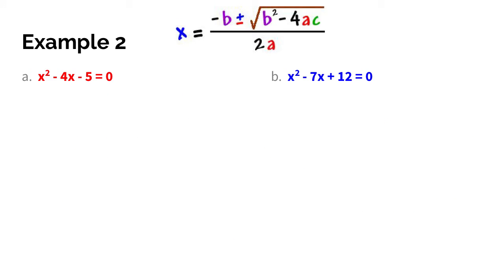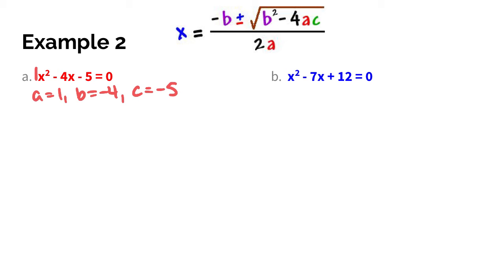All right, so in example 2 now, we're going to put the whole thing together. Now we're going to use the quadratic formula to actually solve. We just went through how to use the discriminant, so now we're also going to take into account the negative b, the plus or minus, and then the 2a at the bottom. The first thing we want to do is identify a, b, and c. Just like before, a is 1, b is negative 4 in this case, and c is negative 5.